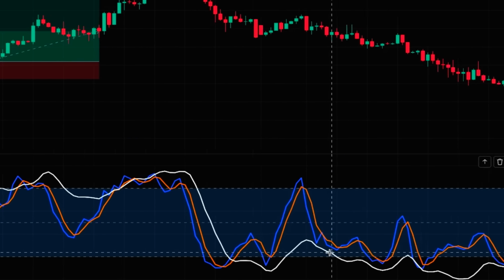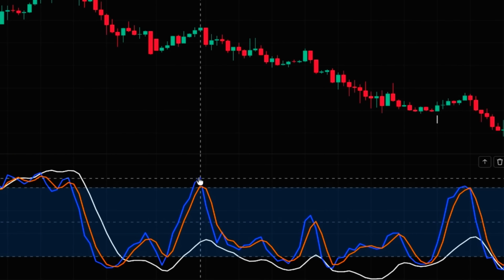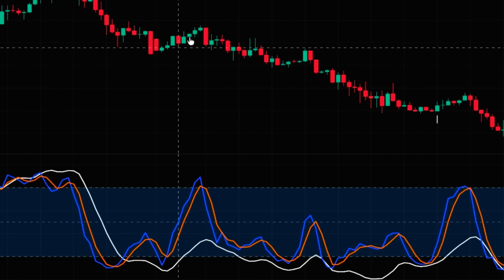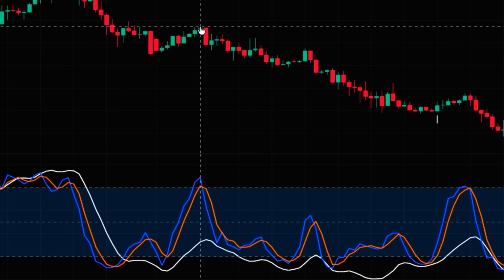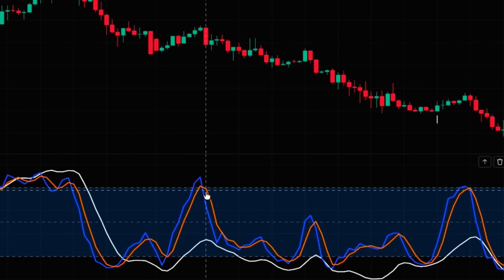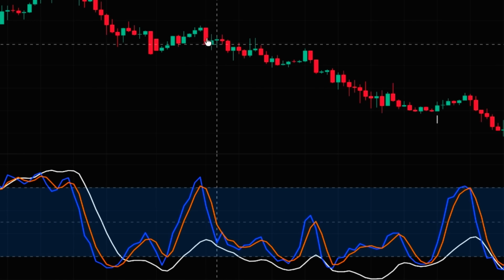We wait for the times that the blue line goes above 80. This condition shows overbought in a downtrend and telling us that probably a pullback is forming on the chart, and we should wait for a signal when the pullback is ending. In the next step, we wait for the blue line to be closed below the orange line. You can see that it happened here. This tells us that probably the pullback ended and the price is going to decline more.